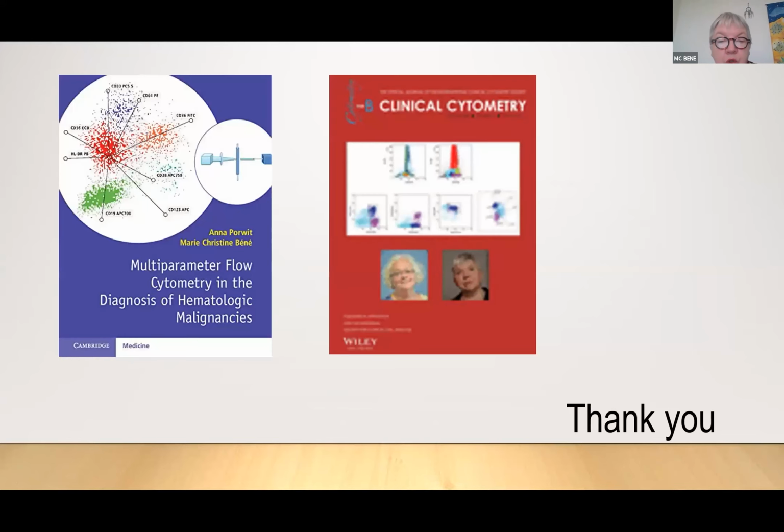I will just give you two little pieces of information. You can find this book that we published with Anna Porwit a year and a half ago, which will give you hints on flow cytometry in the diagnosis of hematologic malignancies. And this is the Cytometry issue of last year, which is giving you this review on MPAL.